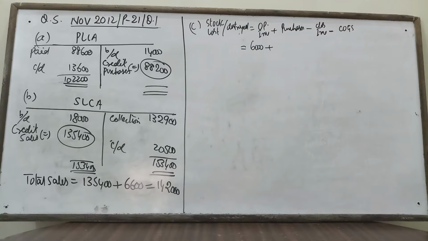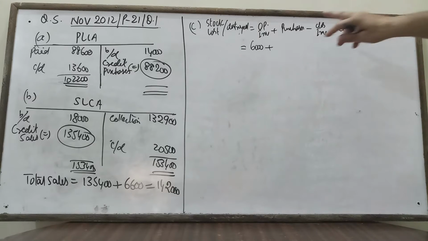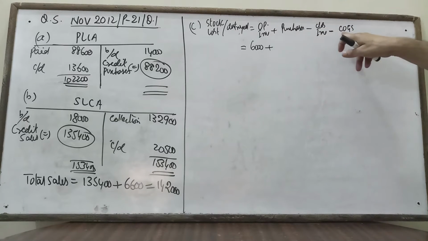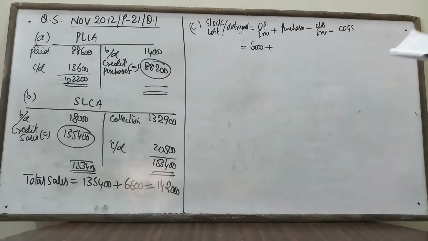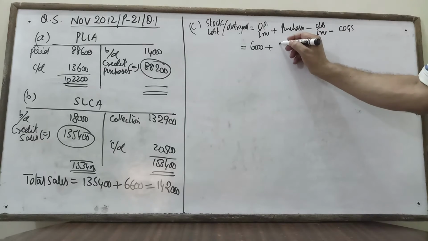Okay students, we're talking about the calculation of stock loss. Stock loss is calculated by opening inventory plus purchases minus closing inventory equals cost of goods sold. Opening inventory is given on top, 6,000. Purchases we have calculated from requirement A. The total purchase for the year was 88,200.